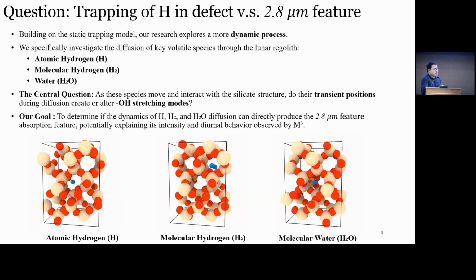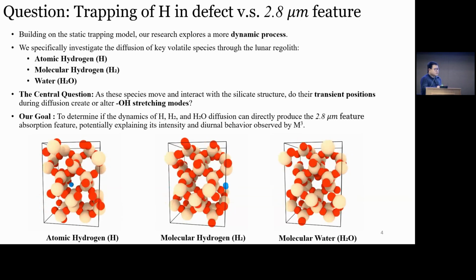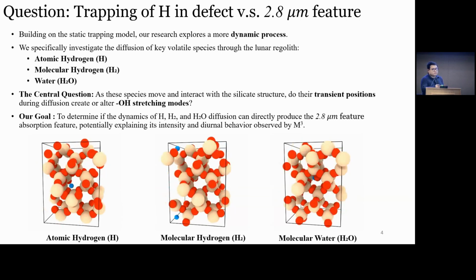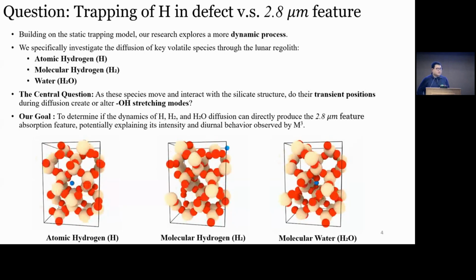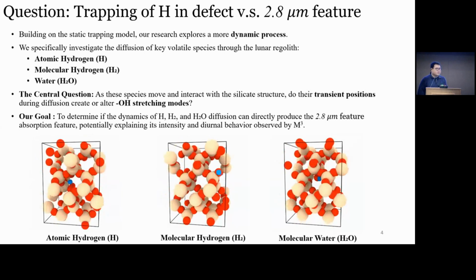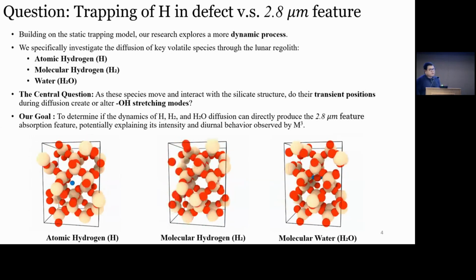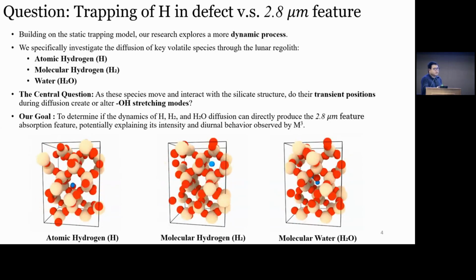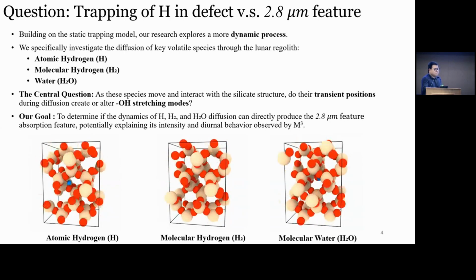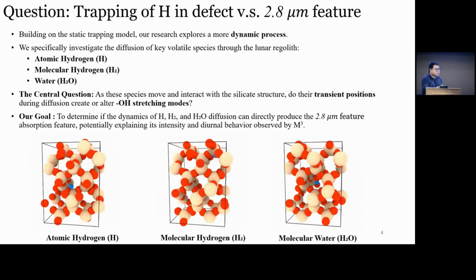All right, so in this study, we use combined models to understand the diffusion, especially with those defect sites. And we choose three key volatile species: atomic hydrogen, molecular hydrogen, and also molecular water. So the question we want to ask is how exactly those defects are trapping those hydrogen-bearing species, and also what kind of binding it is between those defect sites and the volatile species.